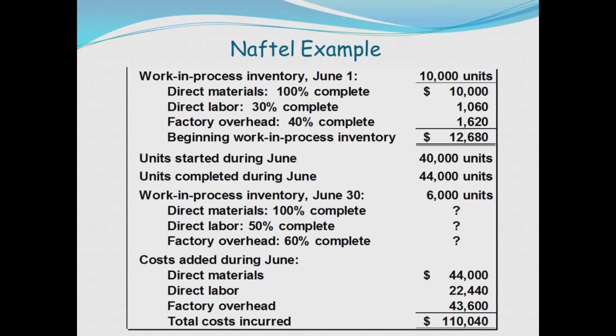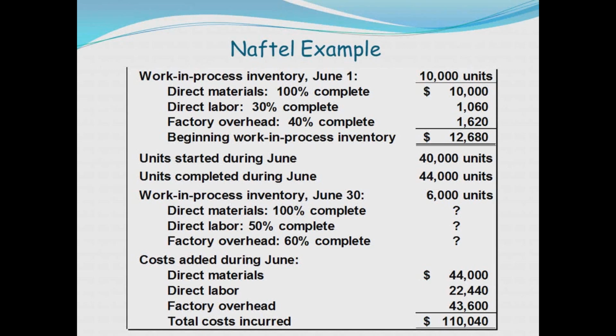They started 40,000 new units in June. They completed a total of 44,000 units. The 10,000 that were in process, plus another 34,000, leaving 6,000 units at the end of the month for the next month. Those units are 100% complete for materials, because the materials are all added at the very beginning of the process. And as you can see, 50% complete for labor and 60% complete for overhead.